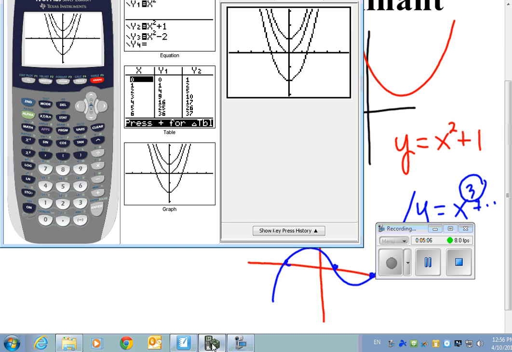Okay, you guys, how many roots does this other one have?